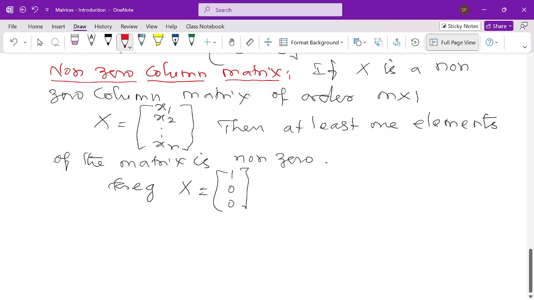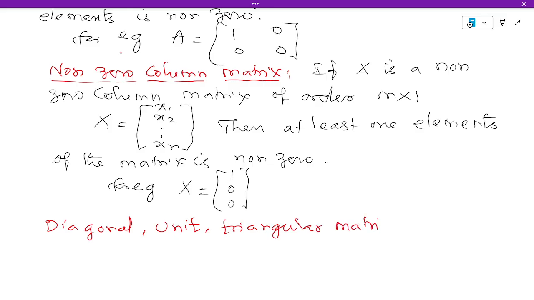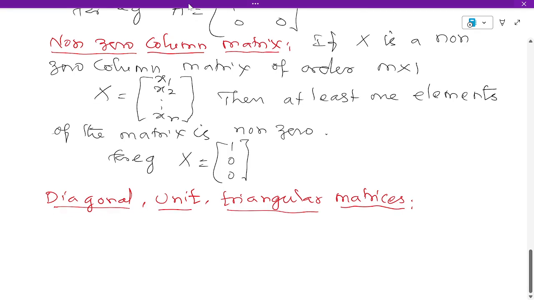Next definition is diagonal matrix, unit matrix, triangular matrix. Diagonal matrix, unit matrix, triangular matrices.